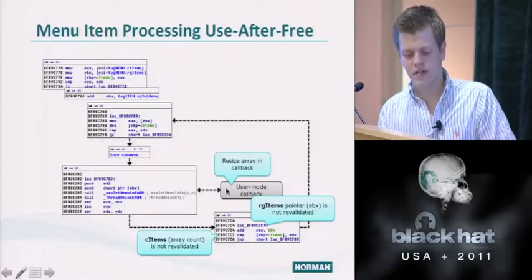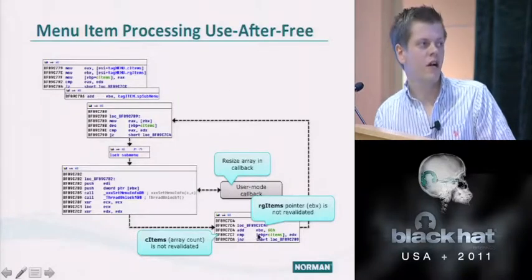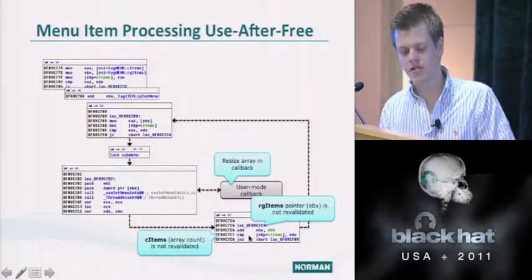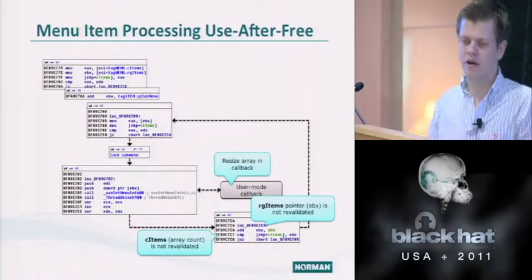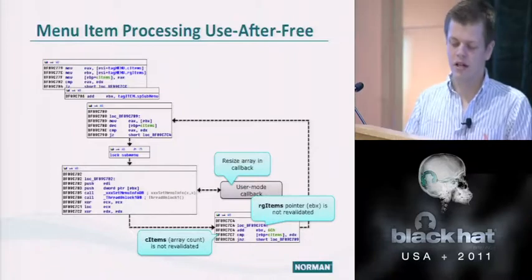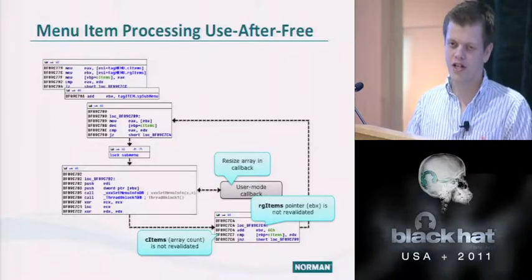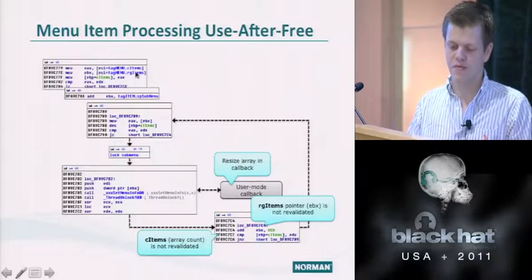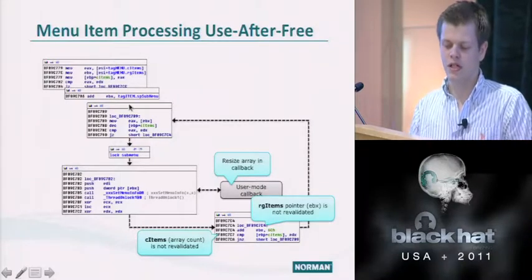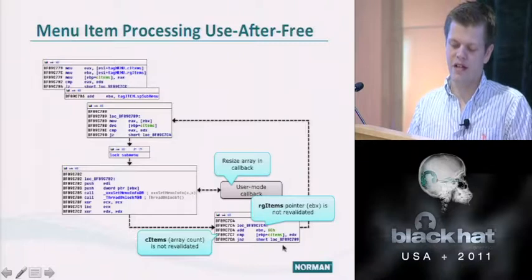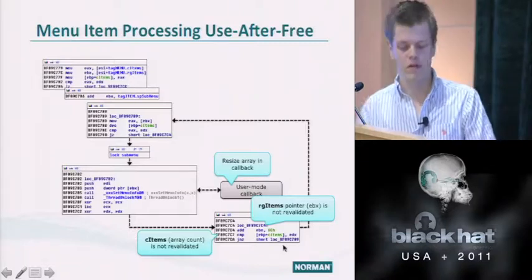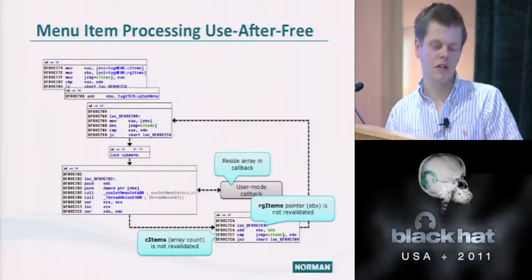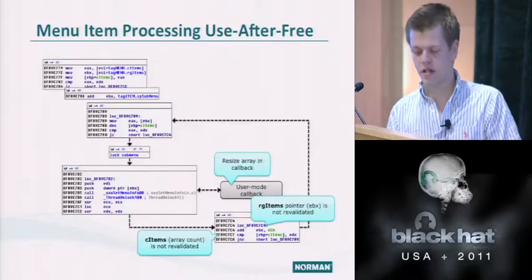In this case, you can see at the bottom that it does not revalidate the pointer. It simply uses EBX, the register, and assumes that no reallocation has been made. It also stores the number of items before it enters the loop, and it does not revalidate this count. So failing to do that, you could corrupt adjacent memory.